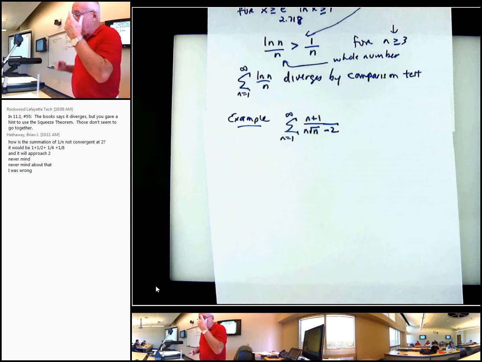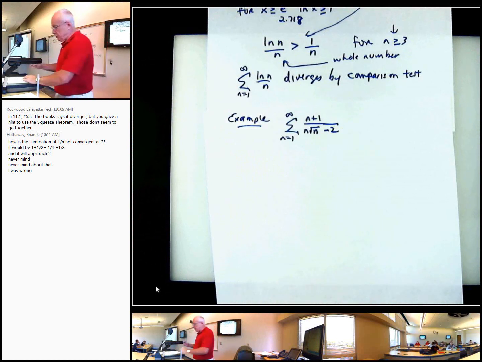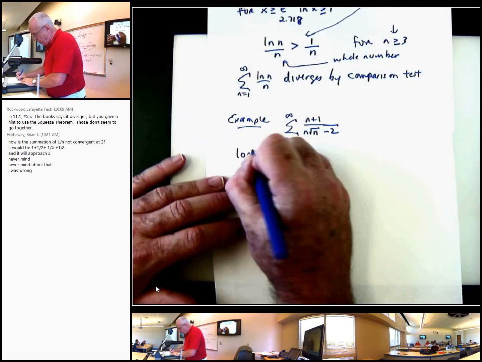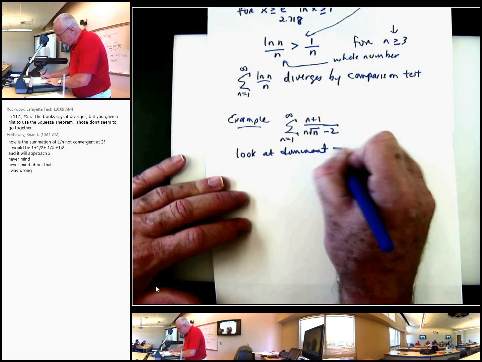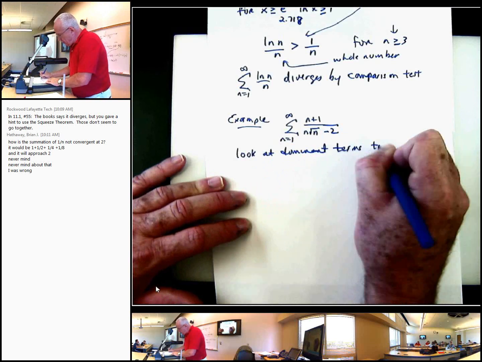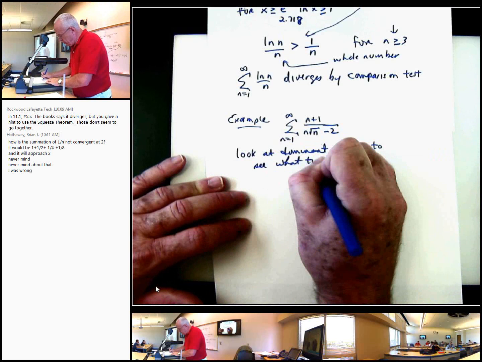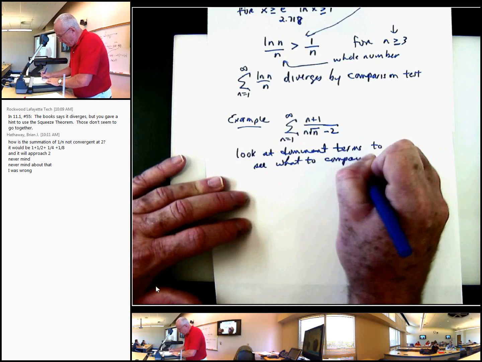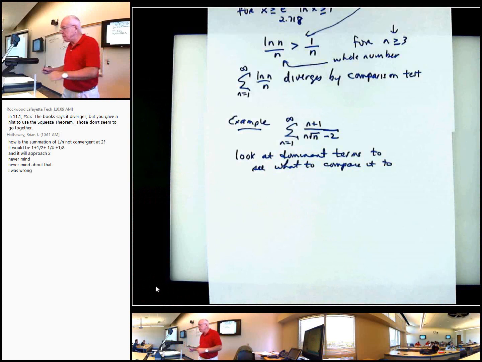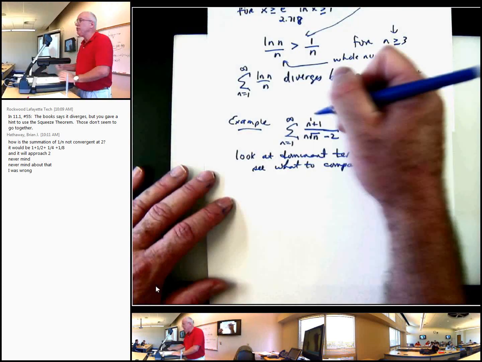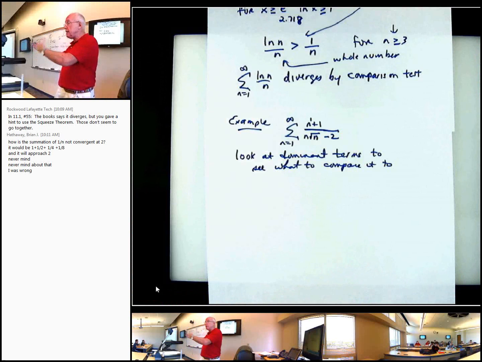Now, again, we need to look at the dominant terms to see what to compare it to. Okay, in the numerator, the term that's dominant is going to be this n to the first power, n. That's going to keep getting bigger and bigger. That's our dominant term.